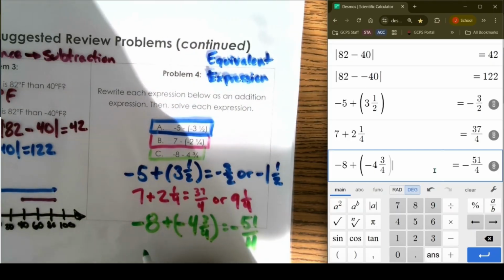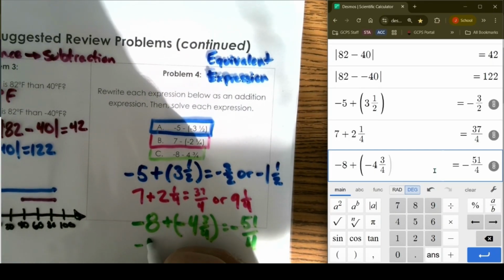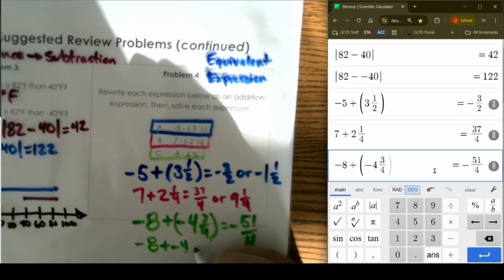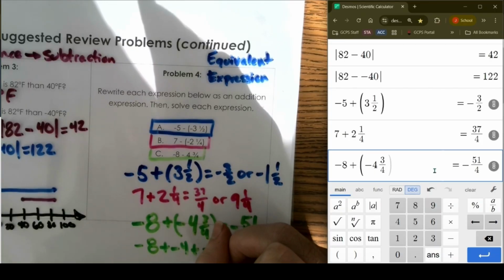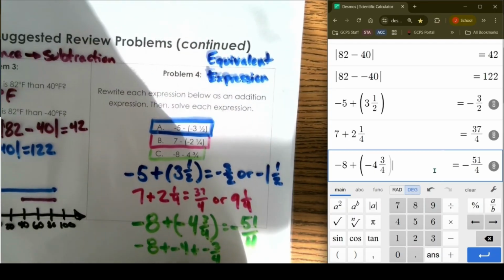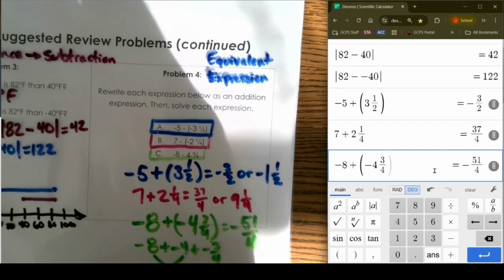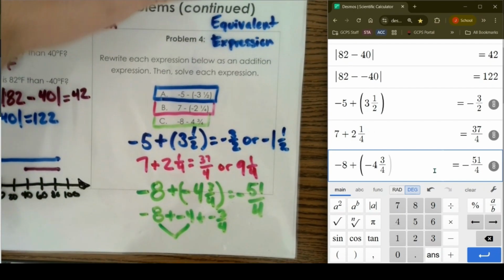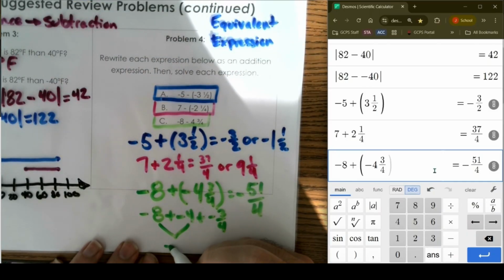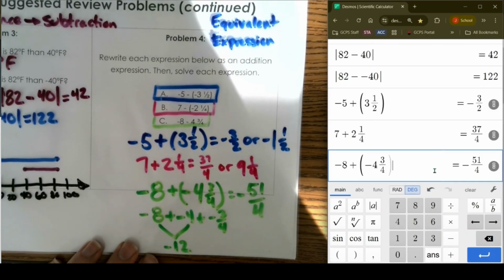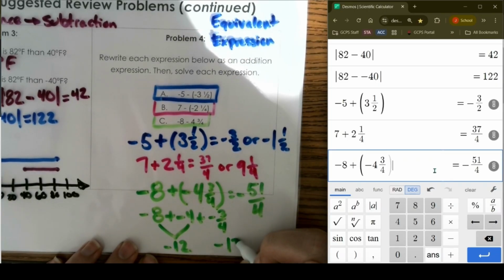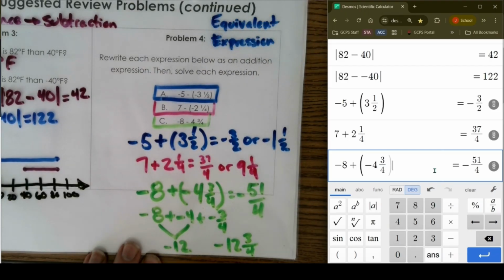And again, if you want to think of this with the commutative property, you could rewrite this as -8 plus -4 plus -3/4, and then add together your -8 and your -4. Sorry, I almost went off the page there. That would be -12. And then we have this -3/4, so this would be -12 and 3/4 if we were to write this as a mixed number.